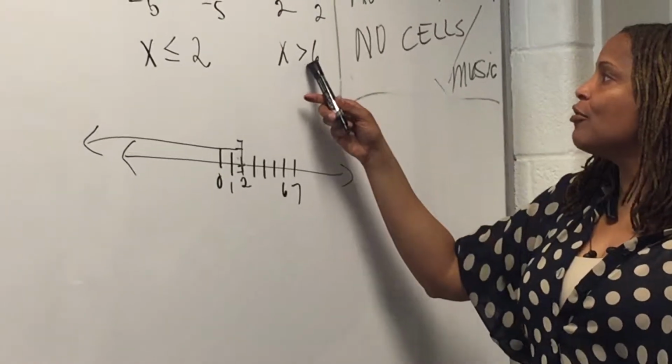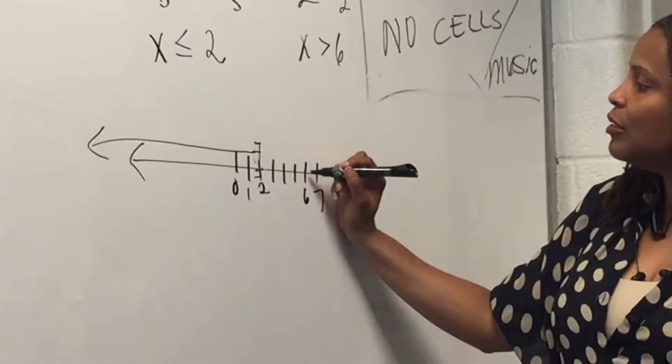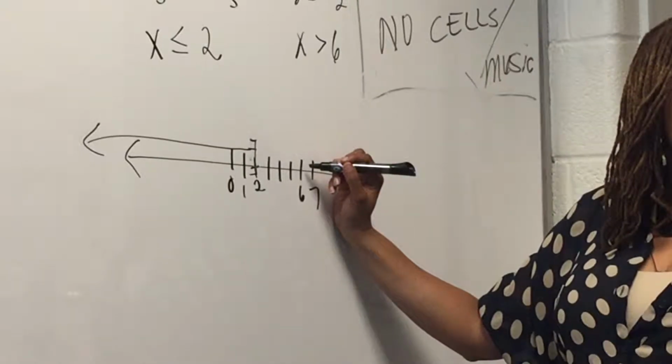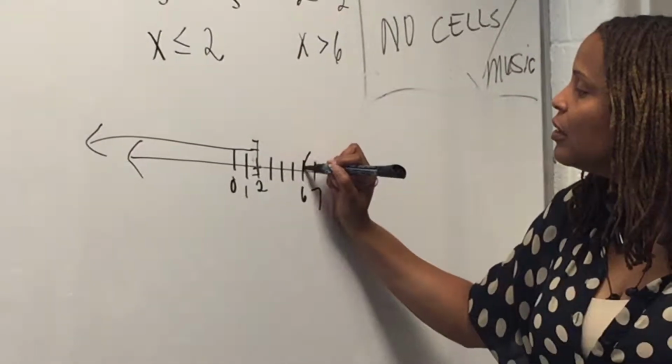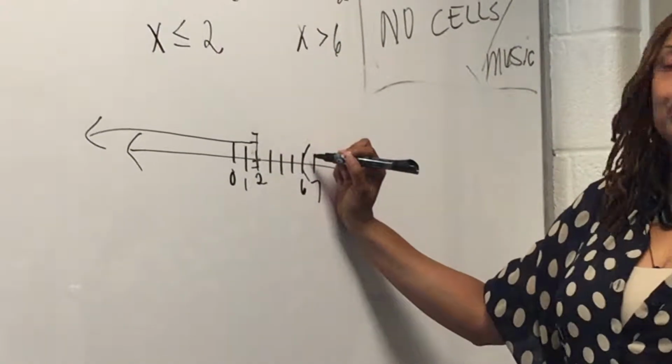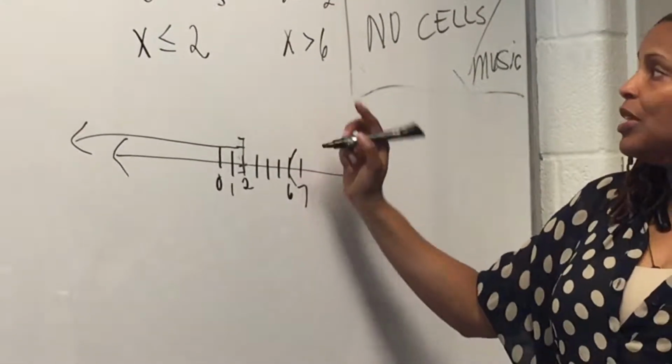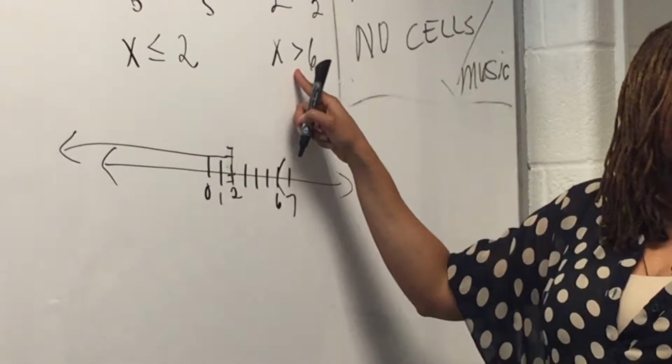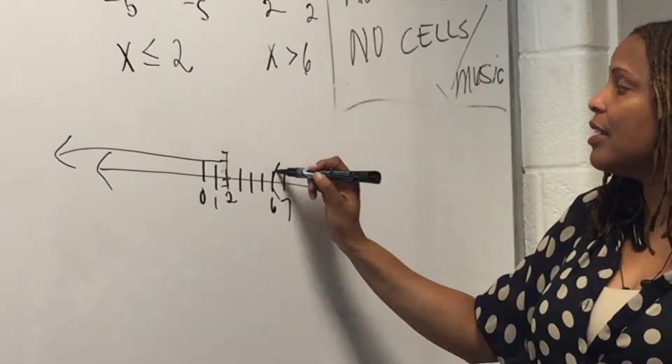And then x greater than 6, what's going to be here? Bracket or parenthesis? Why? Because there's no line here, so the 6 is not included. It's just greater than 6.